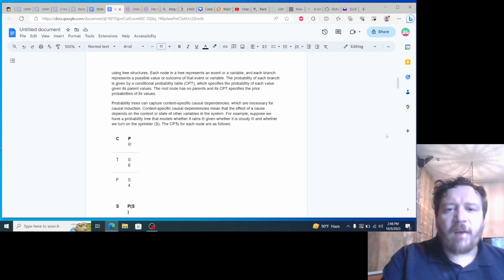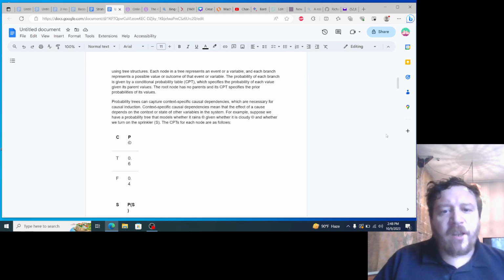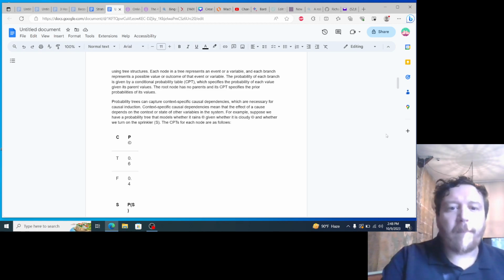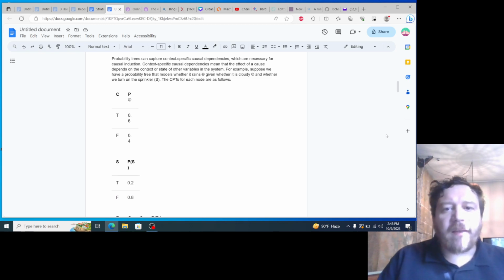The probability of each branch is given by a conditional probability table, or a CPT, which specifies the probability of each value given its parent values. The root node has no parents, and its CPT specifies the prior probabilities of its values. Probability trees can capture context-specific causal dependencies, which are necessary for causal induction.